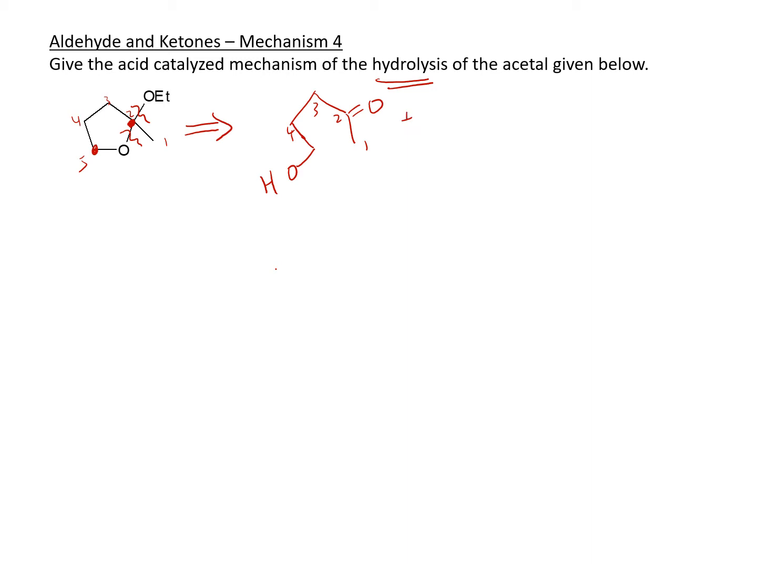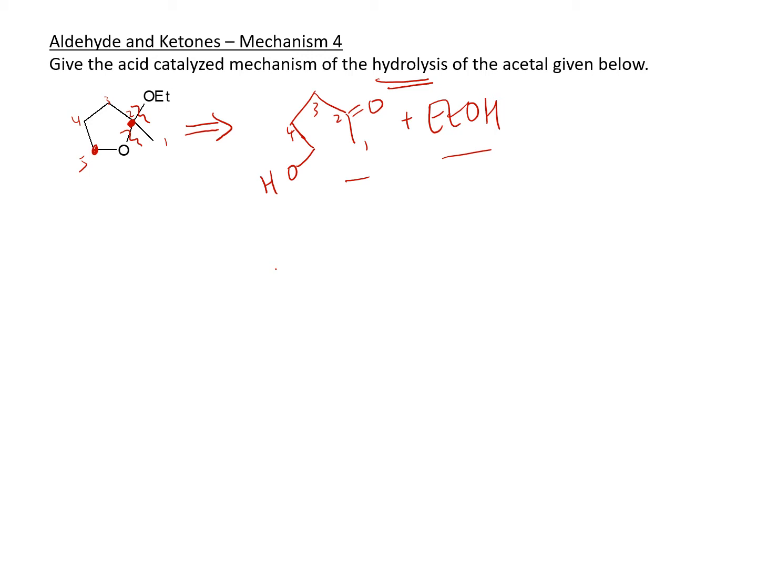And then the OEt tells me that is where the 2nd alcohol is, which is going to be ethanol. Let me write it nicely. So ethanol. Okay, so I have to give hydrolysis, which means that these 2 are my target products that I should be forming as a result of hydrolysis. So let's go ahead and get started.